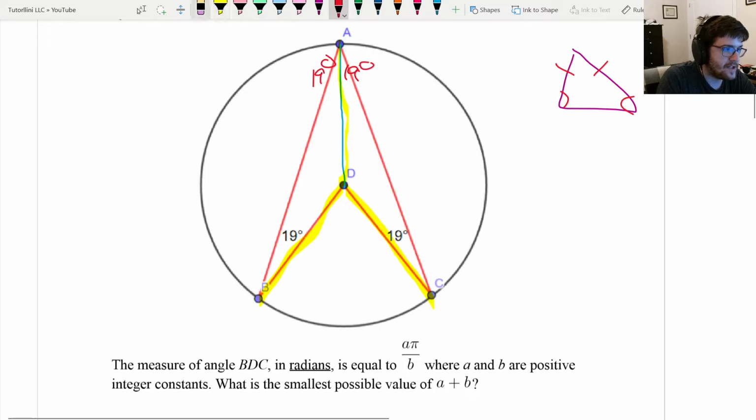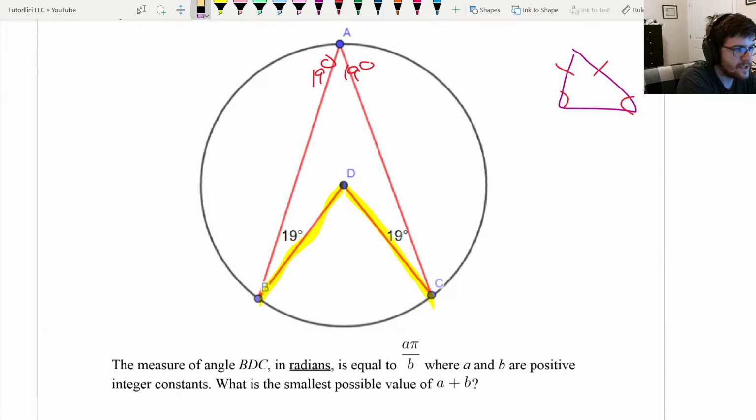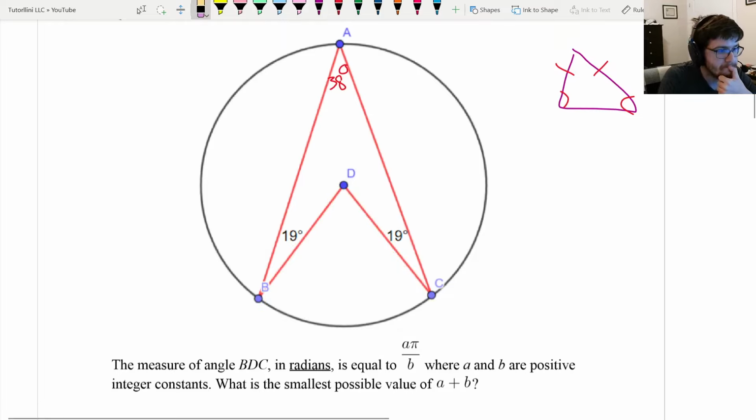Okay, now we can deduce that because those guys are both 19, that whole thing is 19 plus 19, which is 38. So I'm going to erase this, and I'm going to put this guy as 38 degrees. Okay, so now where do we go from here?